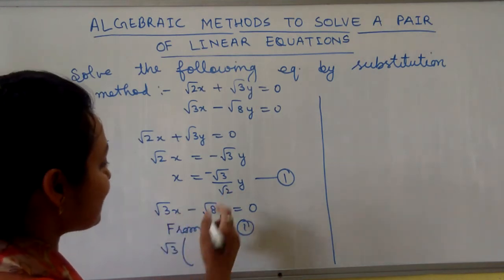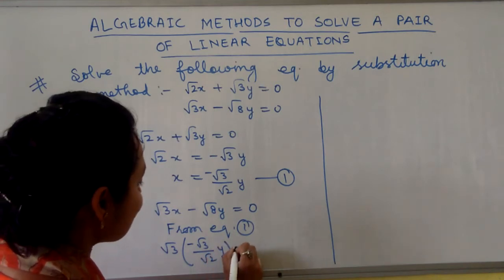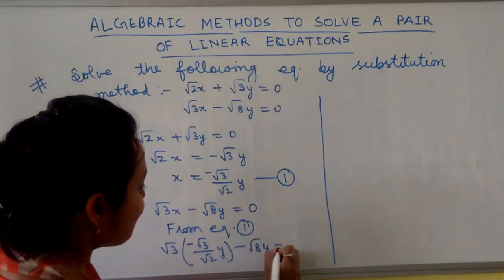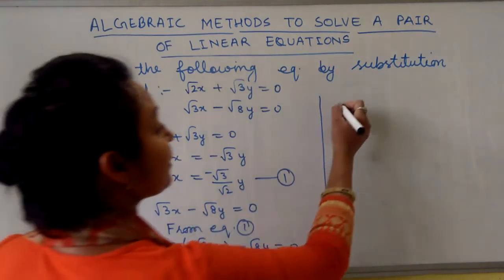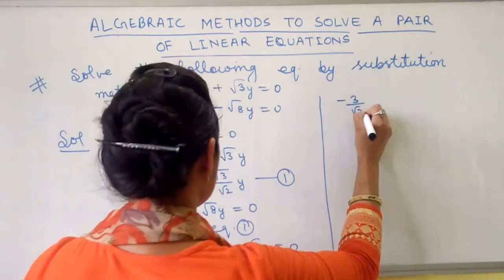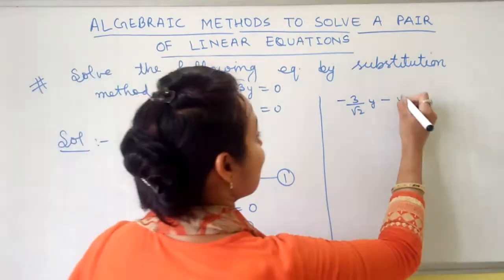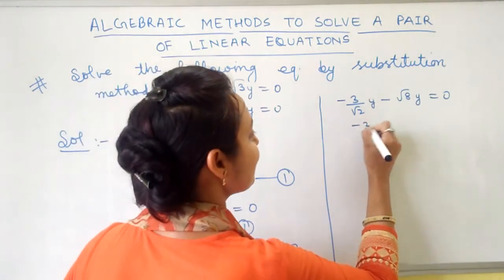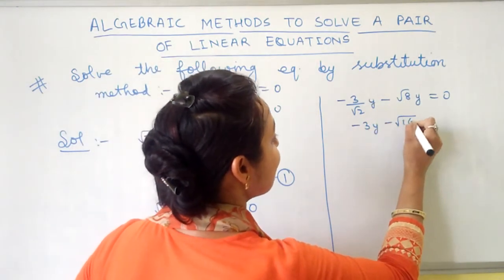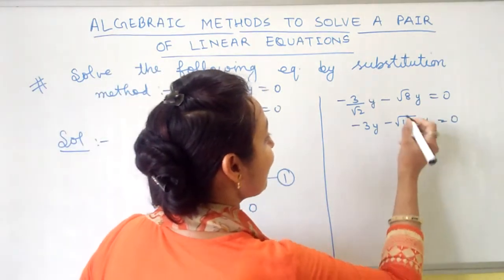In the bracket, x = -√3/√2 y, minus √8y = 0. √3 and √3 become 3. Negative 3 upon √2 y minus 8y = 0. When I take the LCM, √3y minus 16y, 8 2s are 16, = 0.